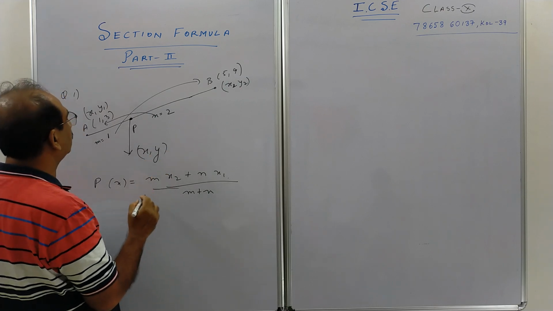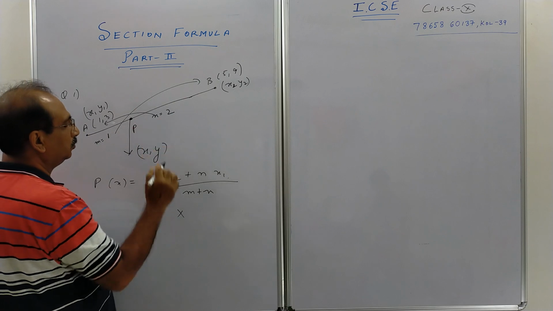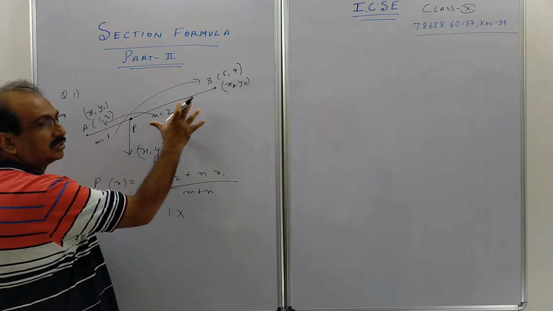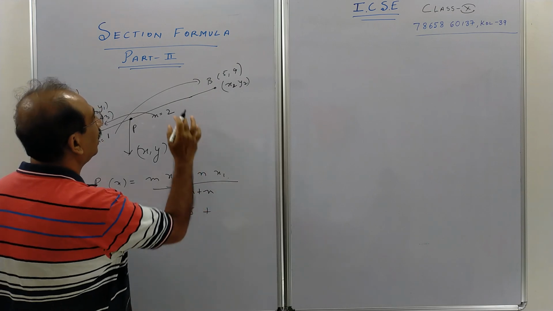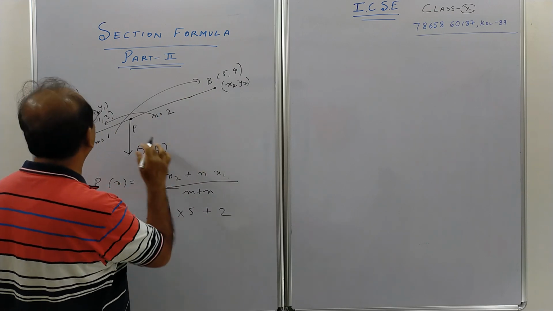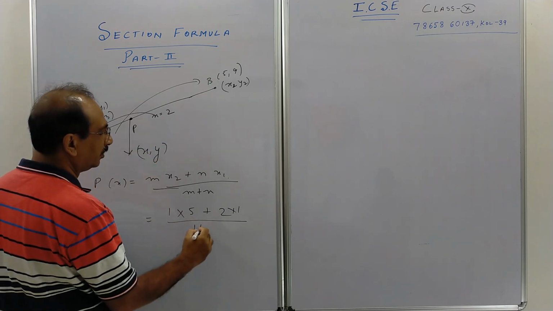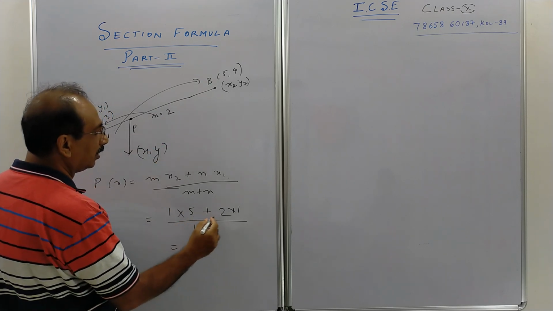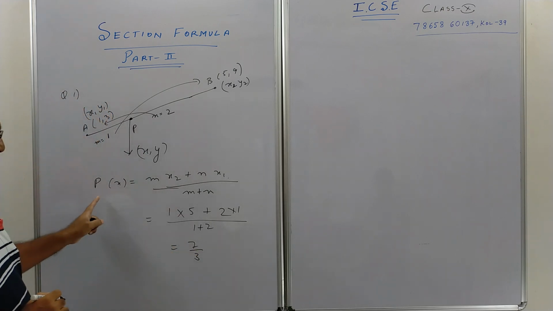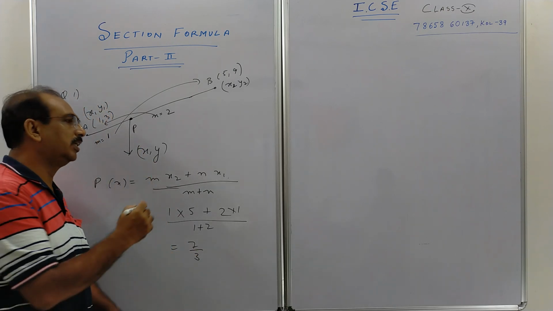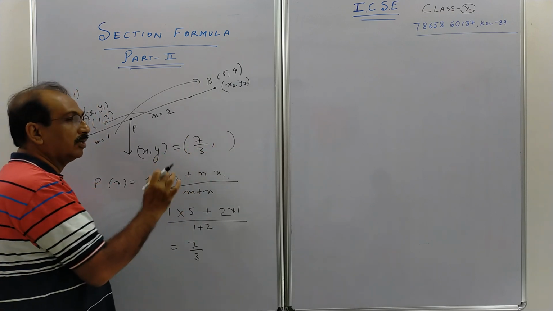So what is m, children? 1. First ratio, 1 is to 2. Means if this is 1, this is 2. x2, see here, is 5. n is 2. x1 is 1, by m plus n. 1 plus 2, 3. So I get 7 by 3. So this is the x coordinate of it. So first we get 7 by 3. Let us see the y coordinate.